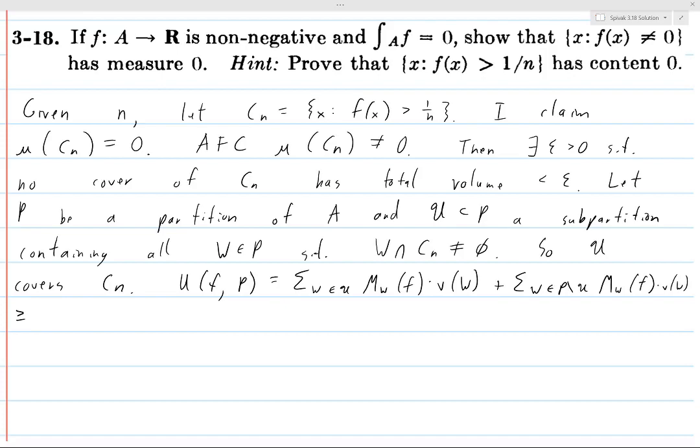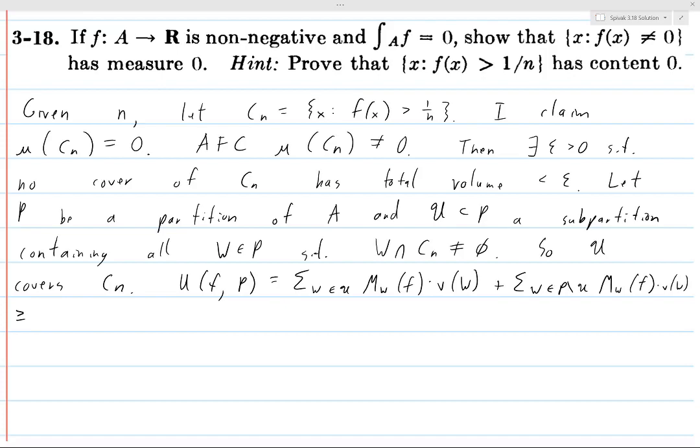Well, wait, it has to be 0, right? Oh, no, it doesn't have to be 0. Because any element W in P, but not in U, could have points where F is between 0 and 1 over n. But it doesn't really matter. That's not information we're using for this upper bound.